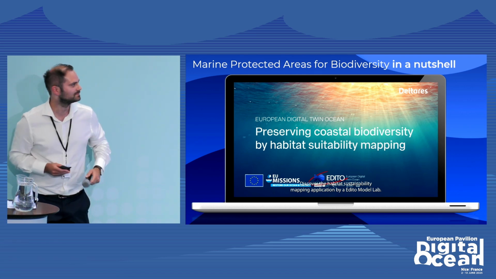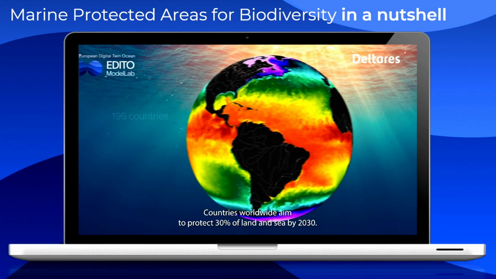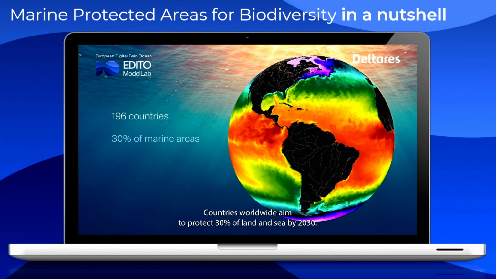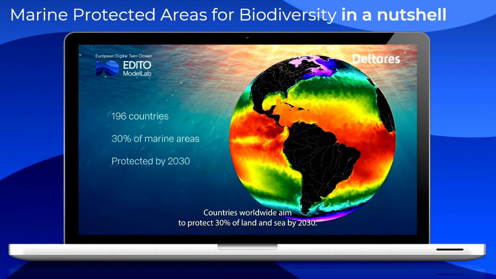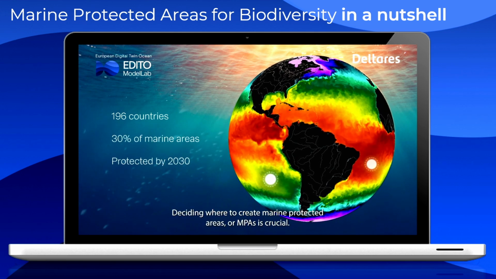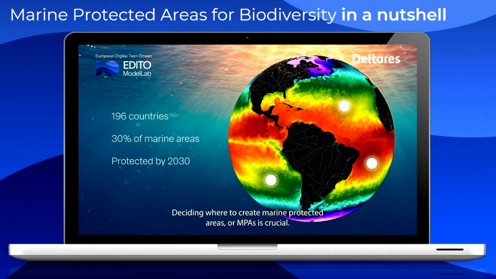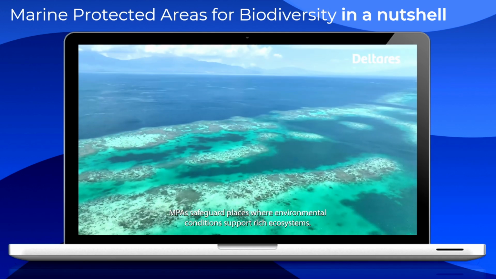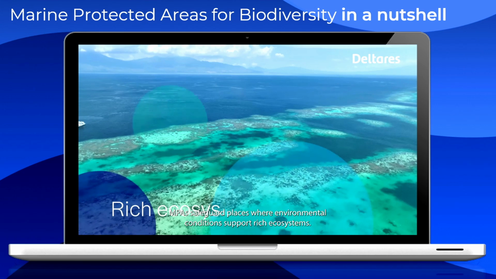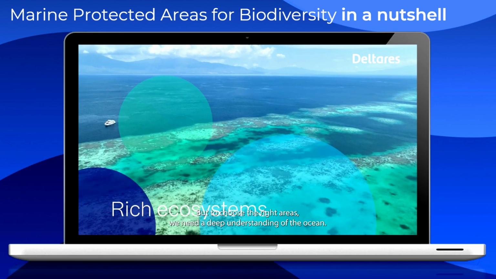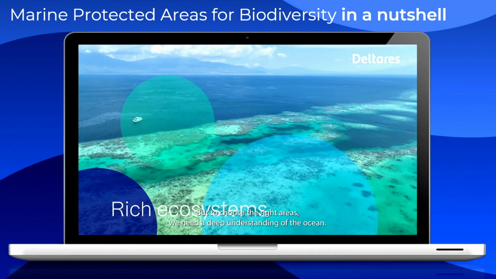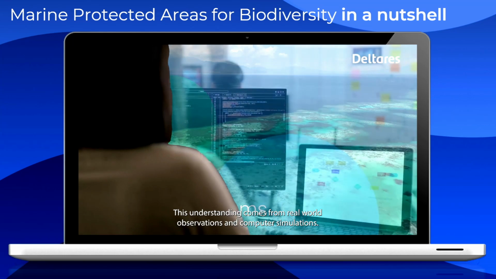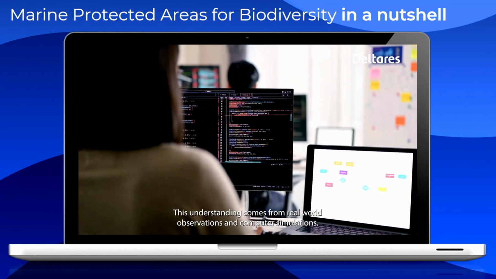By EDITO-ModelLab. Countries worldwide aim to protect 30% of land and sea by 2030. Deciding where to create marine protected areas, or MPAs, is crucial. MPAs safeguard places where environmental conditions support rich ecosystems. But to choose the right areas, we need a deep understanding of the ocean. This understanding comes from real-world observations and computer simulations.